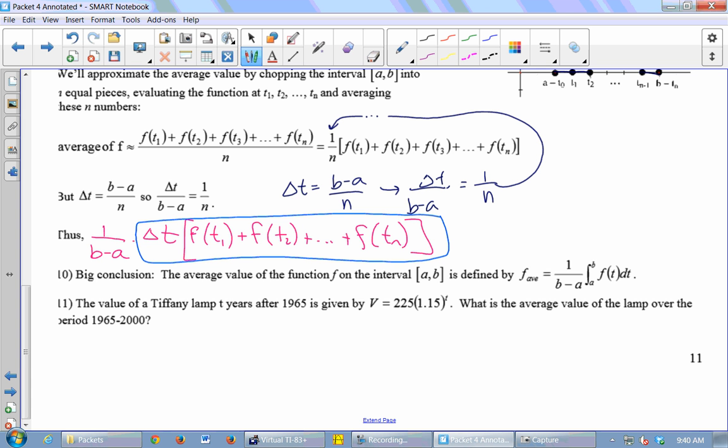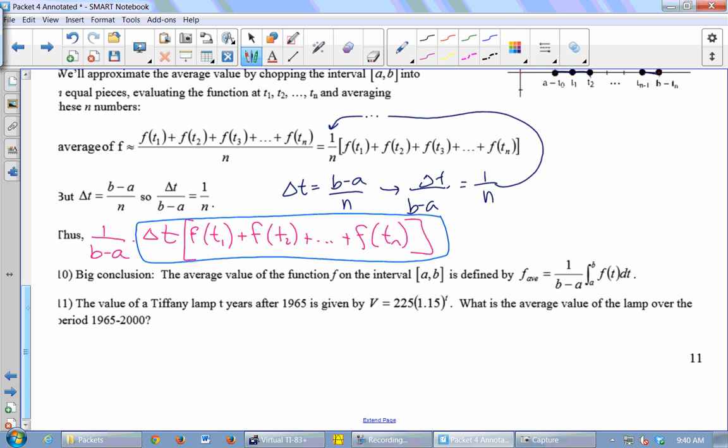So if I let the number of rectangles go to infinity, that guy that I circled in blue there is just the integral from a to b of f of t dt. So the average value of a function on an interval a to b is 1 over b minus a times the integral from a to b of the function.